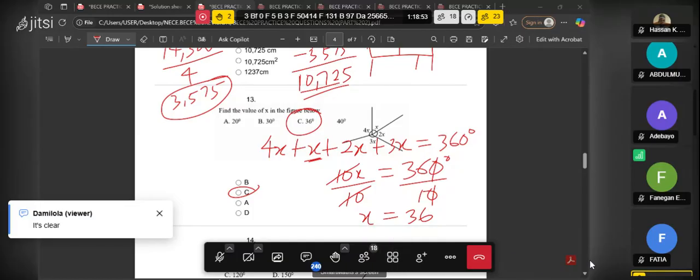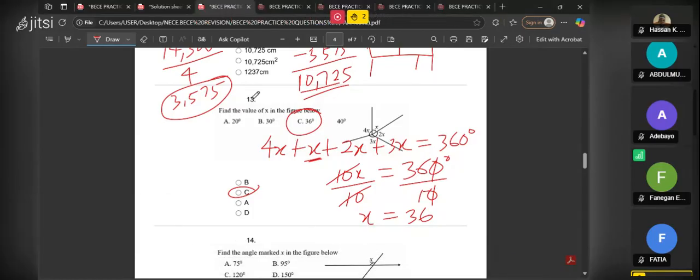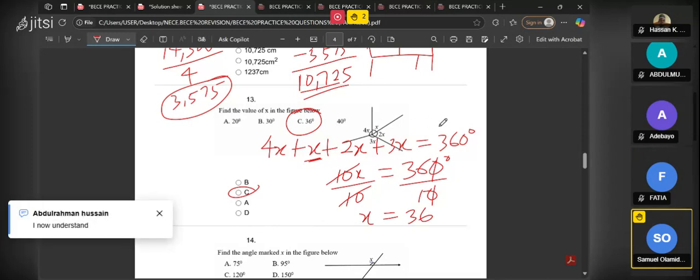Someone said it's not clear. Okay. Let me explain again. Sum of angles at a point. When you have angles surrounding a particular point, when you add them together, it's going to be 360.